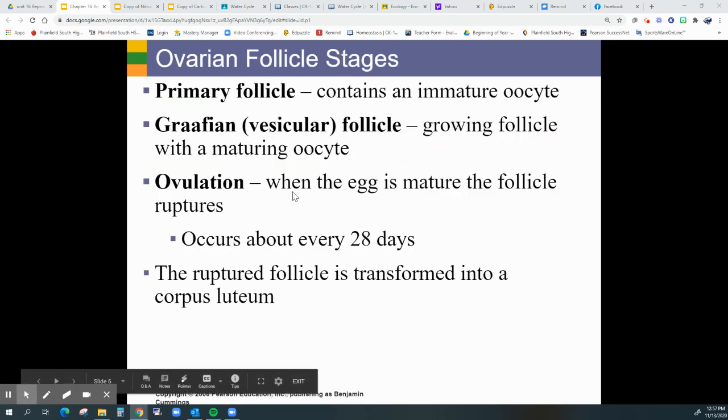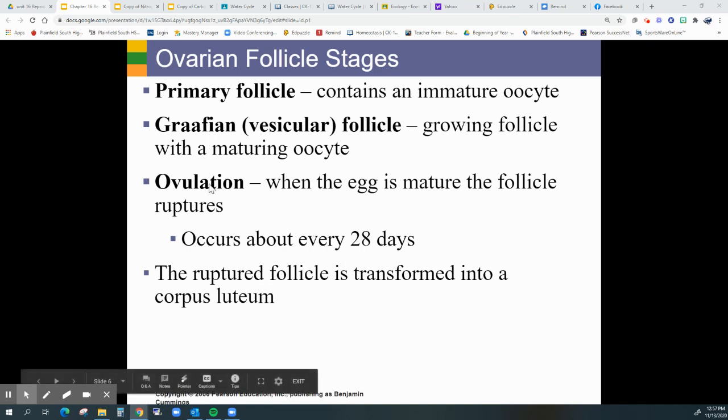All right, so ovarian follicle stages. So you have a primary follicle. This is an immature egg or oocyte. You have a Graafian follicle. This is one that's starting to grow and hit maturity. Ovulation is the period where the egg cell is released. This occurs usually about every 28 days. All right. It's about day 14 of the menstrual cycle or so, or somewhere in there. And then the ruptured follicle then is transformed back into that corpus luteum.